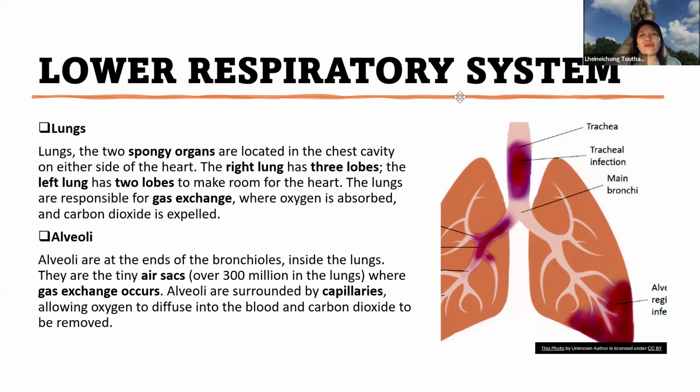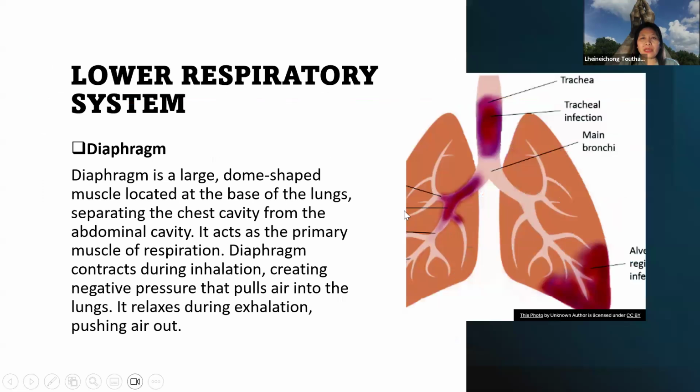And we also have alveoli in the lower respiratory system. These are at the ends of the bronchioles inside the lungs, and they are the tiny sacs which are over 300 million in the lungs, where gas is exchanged in this place. The alveoli are surrounded by capillaries, allowing oxygen to diffuse into the blood and carbon dioxide.